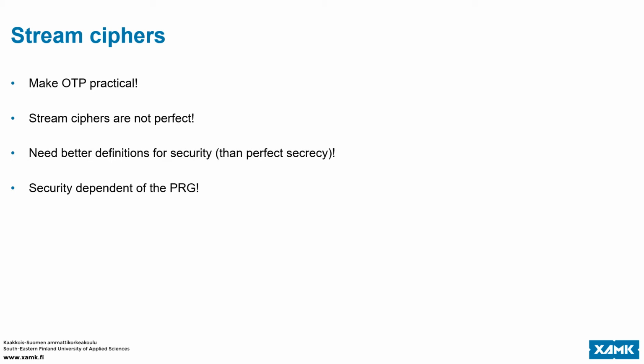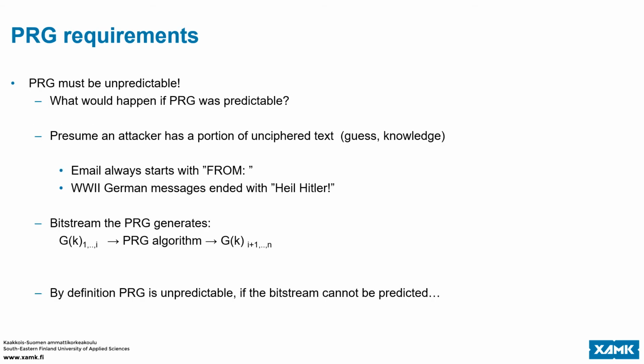The stream ciphers are not perfect, so we're going to need better definitions for security than the requirement for perfect secrecy. In fact, the security of the stream cipher is dependent on the security of the pseudo-random number generator. In practice, the security requirement for a random number generator boils down to one: the pseudo-random number generator must be unpredictable.